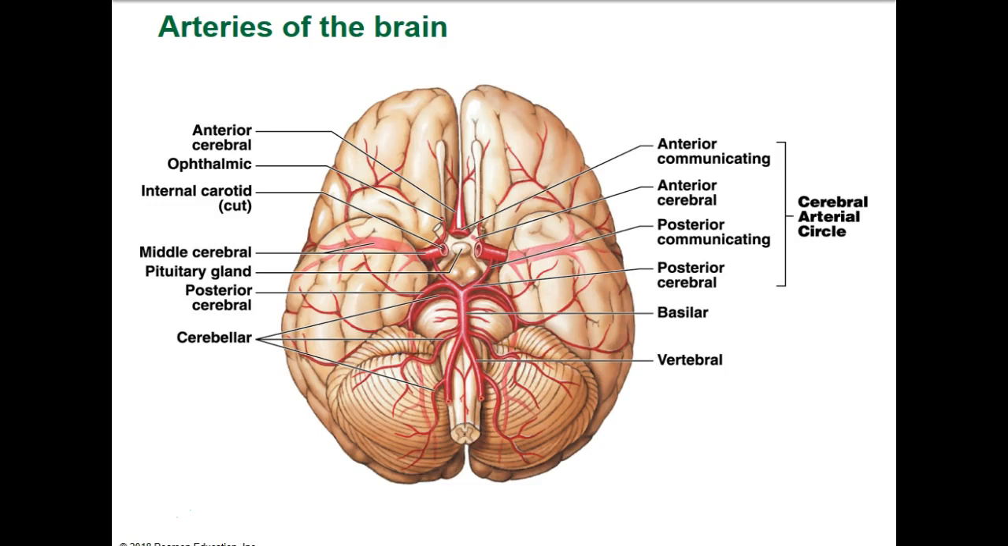Okay, so looking at the bottom of the brain, we see the major arteries there. Again, notice the major arteries that are the main supply from which the other arteries branch off of. There's the internal carotids.